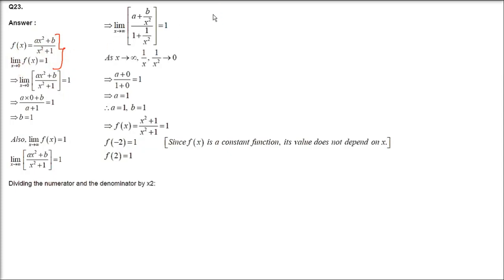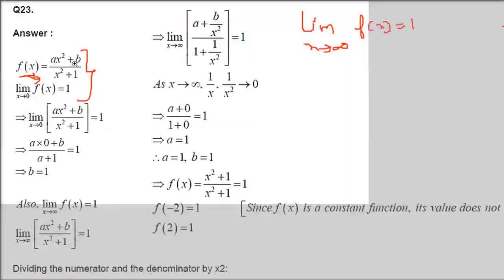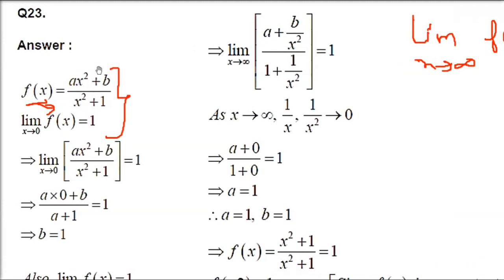So we have f(x) = (ax² + b) / (x² + 1), which is already given. There is one more thing given, limit x tends to infinity, f(x) equals 1. So we have to prove f(-2) = f(2) = 1. If you place x as minus 2 or 2, it is going to be 1. So first, the first thing which is given, f(x) equals (ax² + b) / (x² + 1). So just put it here.